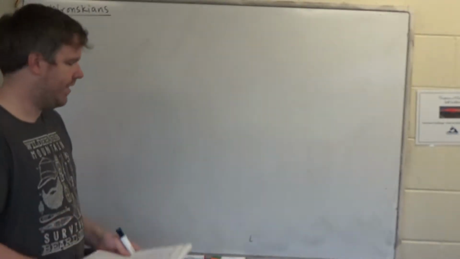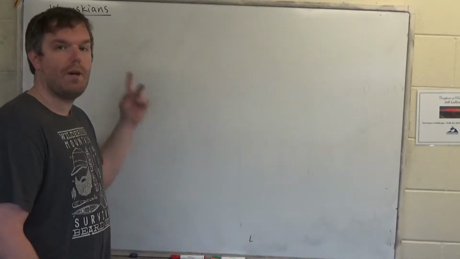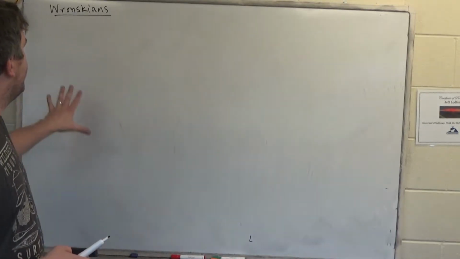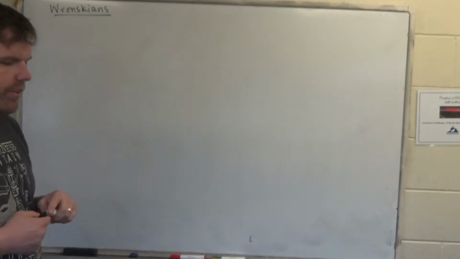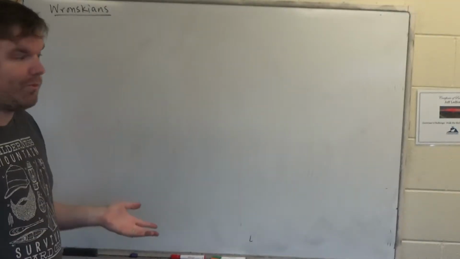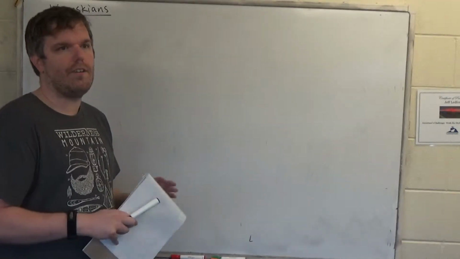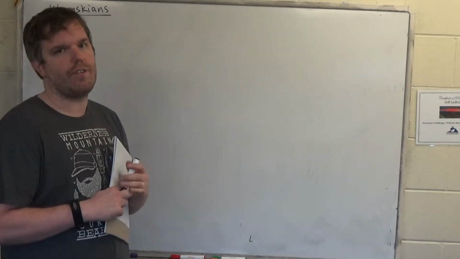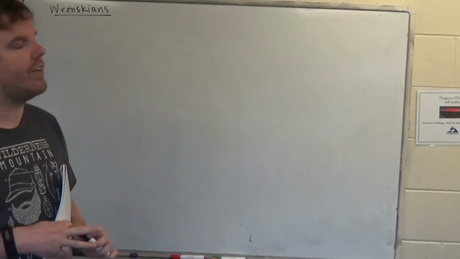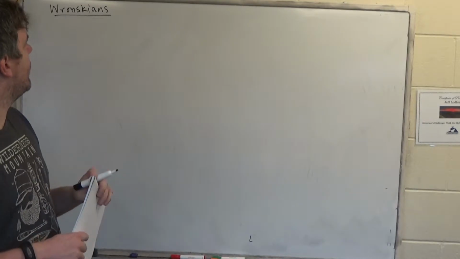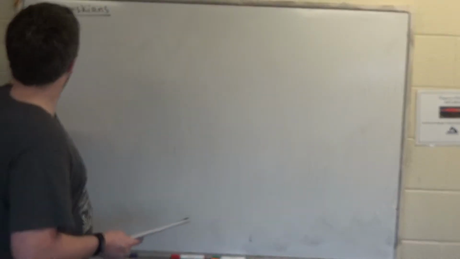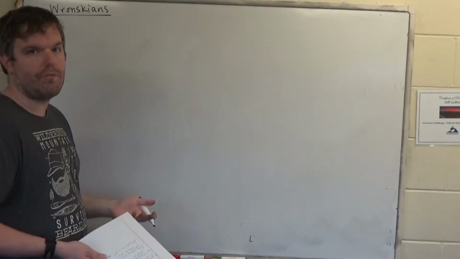Hi class. In this video, we're going to be talking about Wronskians, and the reason that we need these is that they're an auxiliary calculation, yet another one, involved in the variation of parameters solution technique for non-homogeneous linear differential equations. So we're just going to jump right in and show you two examples of calculating a Wronskian.